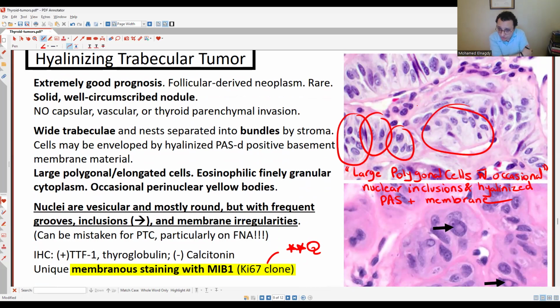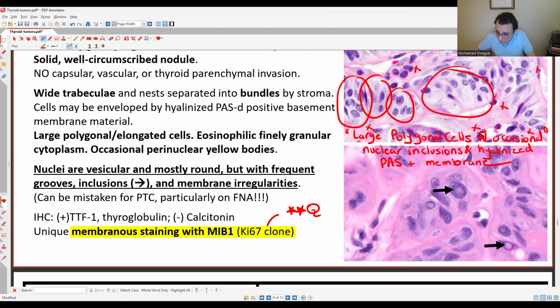Nests of cells. The cells are large, polygonal, with occasional nuclear inclusions that you might see. However, the characteristic thing is you have hyaline basement membrane surrounding these cells. So see this hyalinized red basement membrane surrounding these trabeculae of cells, like here. That's a trabecula of cells, and that's a hyaline basement membrane surrounding it.